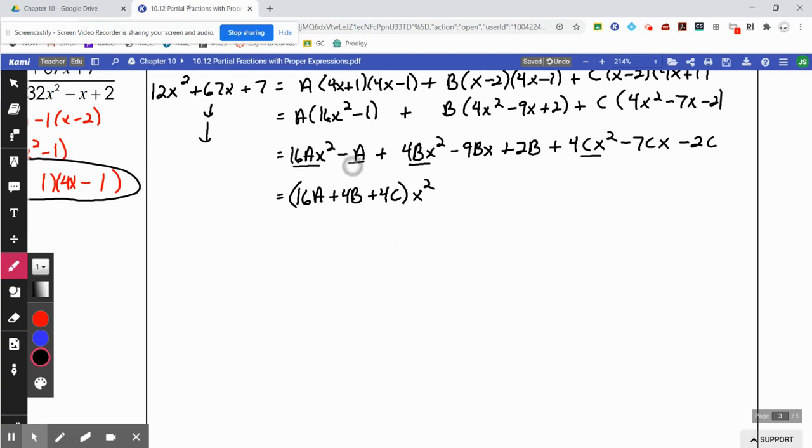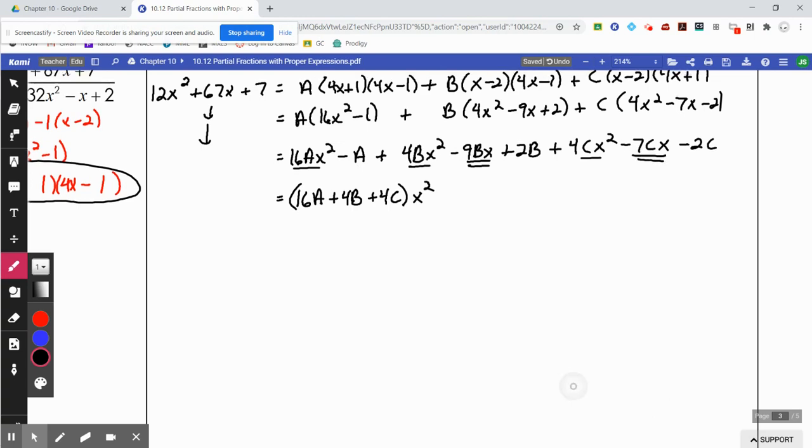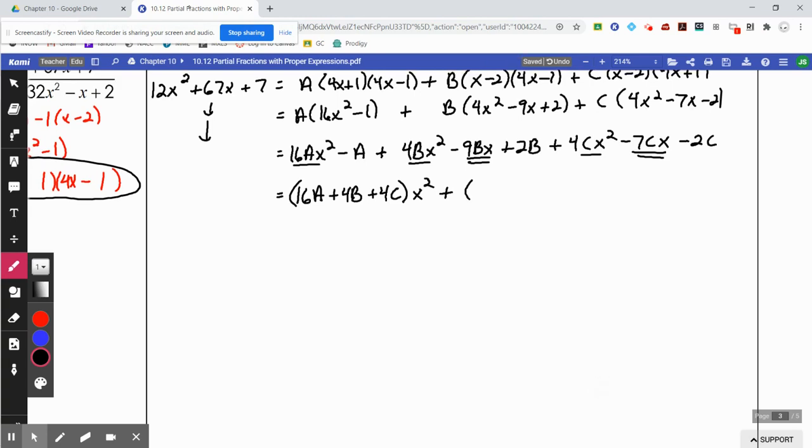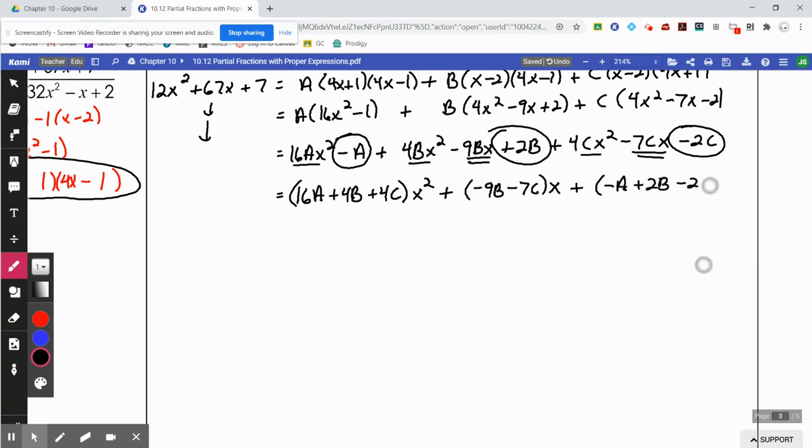Next up, you have your x stuff, which is here and here. So let's group those together, and I'm going to put a plus out front. And when I factor the x out, I'm left with a negative 9b, and I'm left with a negative 7c when you factor out the x. And I should be left with all constant stuff with no x's, and I am. So I have plus a negative a, a positive 2b, and a negative 2c.